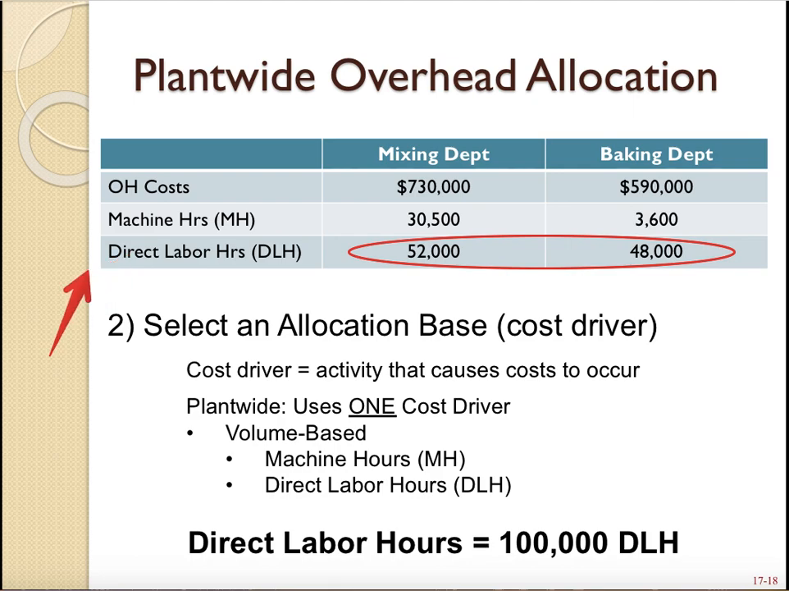And so in this example, we're going to use direct labor hours. So that's going to be our cost driver or our activity base or our allocation base. They all mean the same thing. And so we're going to take our direct labor hours from the mixing department and from the baking department, because remember, every product has to go through both, and add those total direct labor hours together, and that becomes our allocation base. So our total direct labor hours is 100,000 direct labor hours.